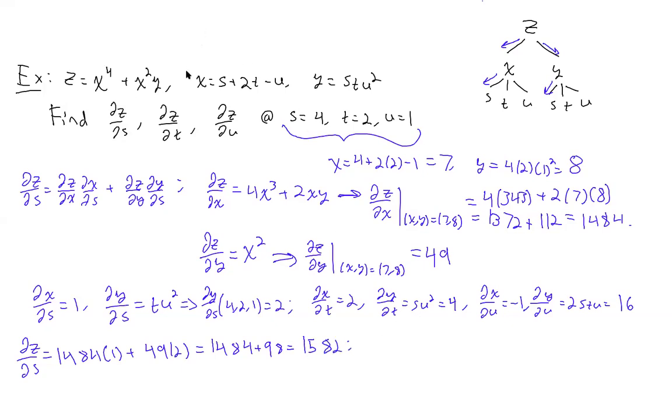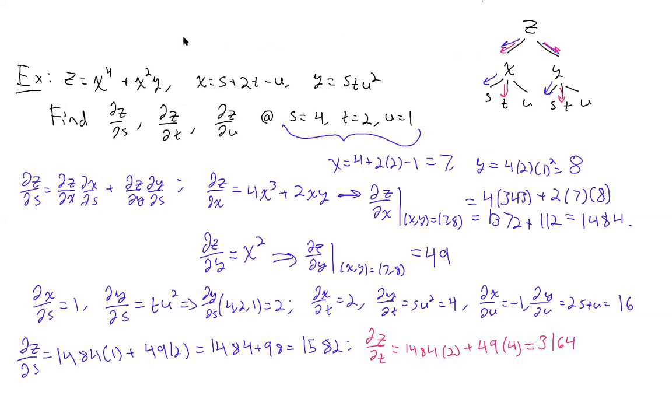Now let's go in another direction. Let's say we're going to look at ∂z/∂t. Now you're going down z, then x then t, and y then t. ∂z/∂t is going to be 1484 times ∂x/∂t, which is 2, plus 49 times ∂y/∂t, which is 4. Going through that, that's going to become 3,164.